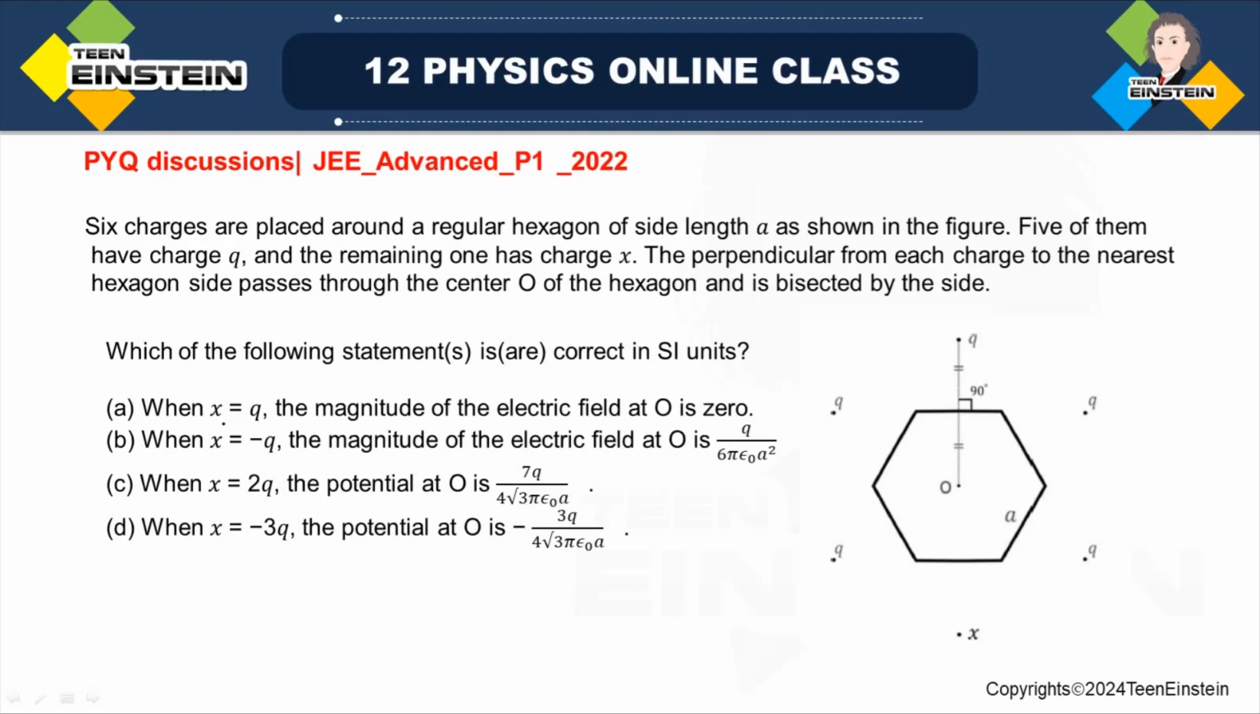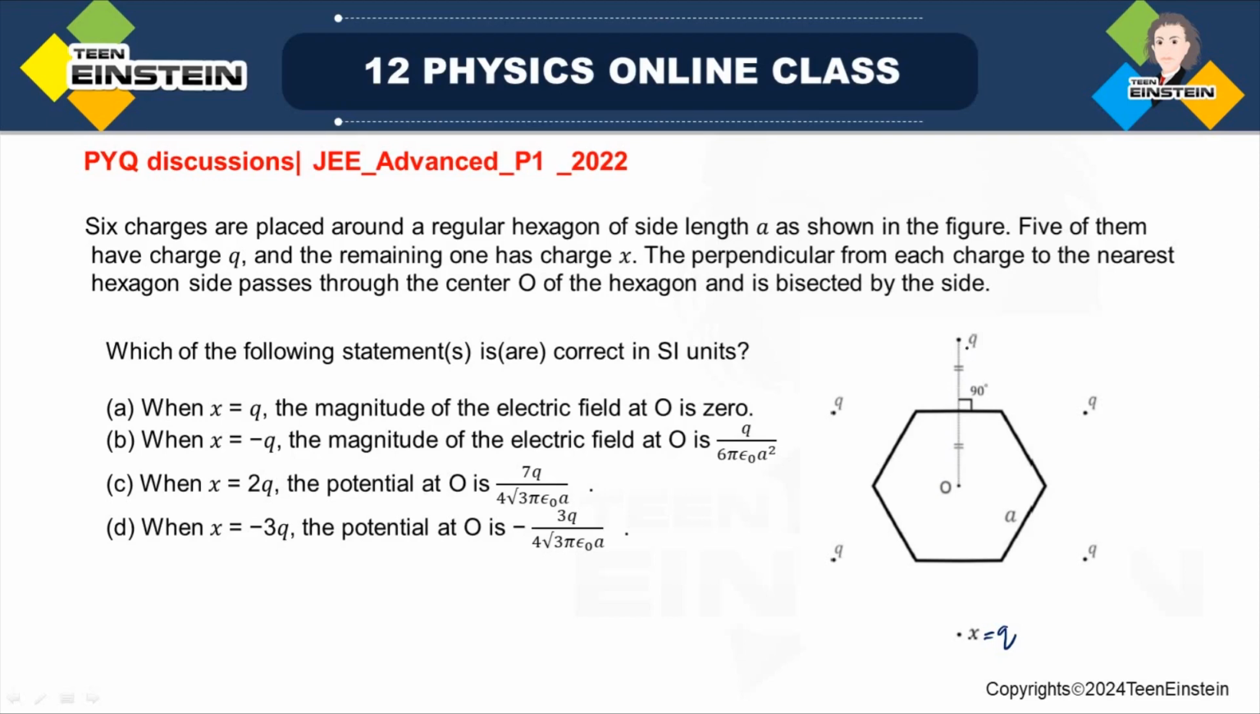The first option says when X is equal to Q, the magnitude of the electric field at the center is 0. Let us first verify this and then we'll proceed. So if this is Q, then we have to check what is the electric field at the center.